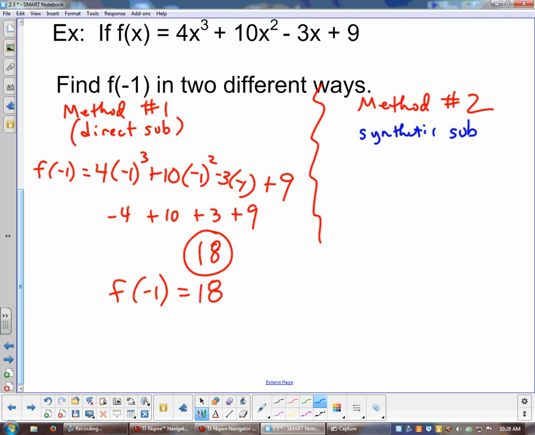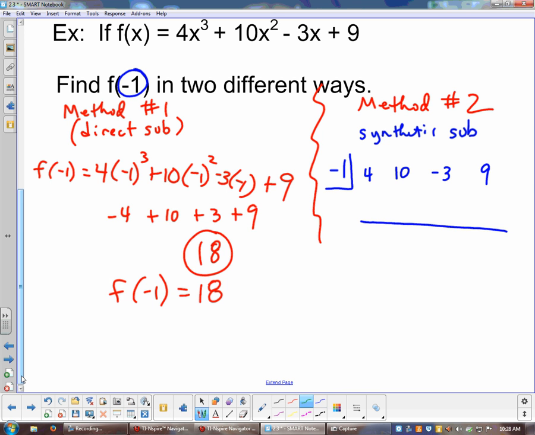Method number 2, I would call this one synthetic substitution, or I think your book still calls it synthetic division. But you would do the same type of thing that we've been doing with synthetic division. We're going to put the number that we're trying to evaluate the function at in the box. So I'm going to put -1 in the box. And then we're going to do the synthetic division process. So what number should I put next to the box? 4, 10, -3, 9. Can you talk me through this process here, Brianna?